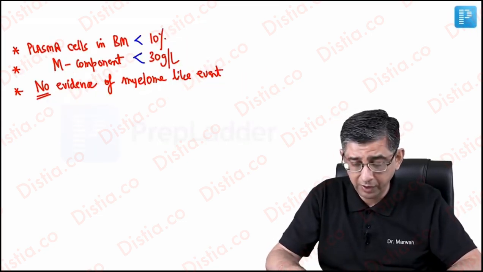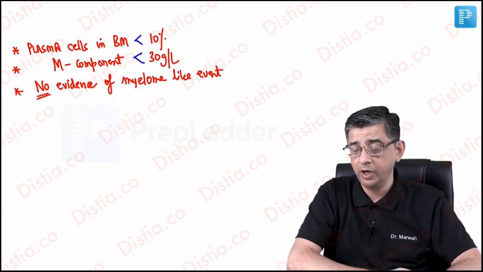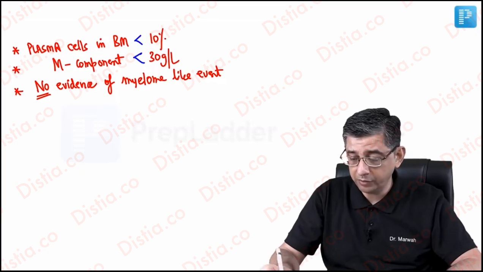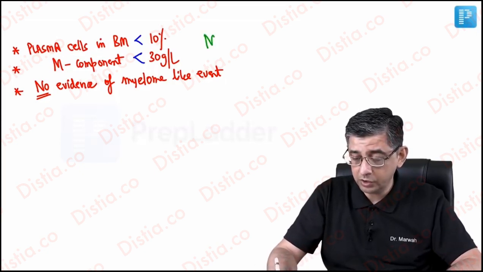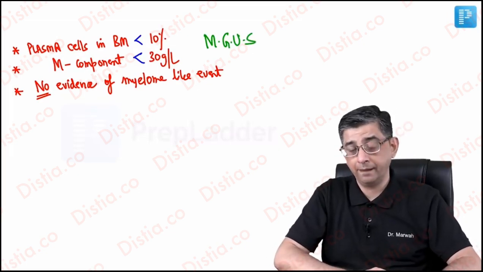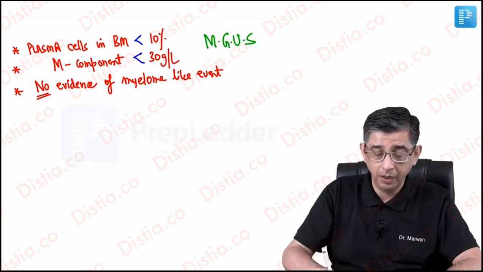So this diagnosis that I've written is not multiple myeloma, and he will ask you what would be your diagnosis if the following information is given. You will say this is monoclonal gammopathy of unknown significance. Let's do it one more time.